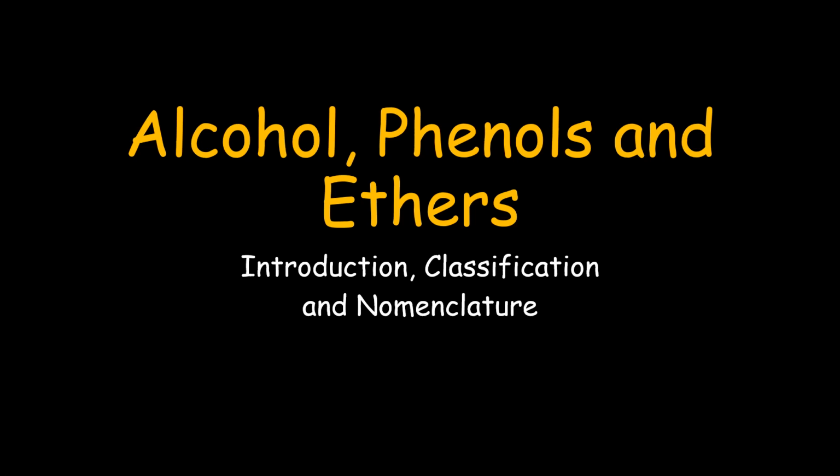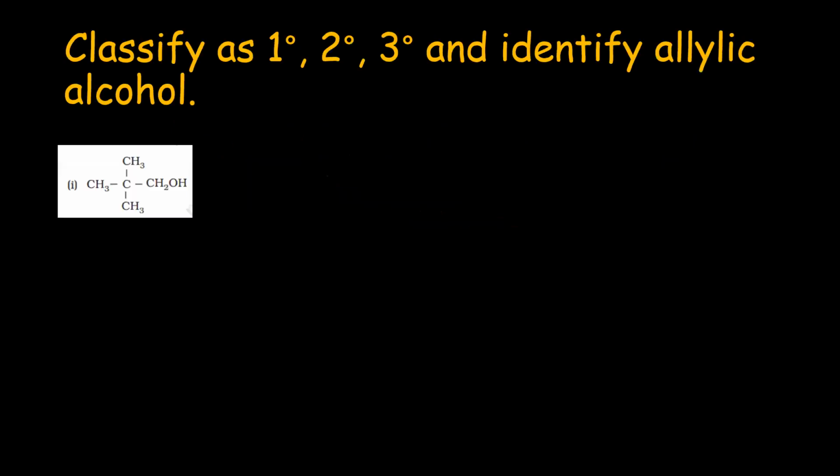Okay, so let us start. Mostly there will be only questions today. I will be explaining things once again regarding nomenclature and stuff, but nothing from the chemical reactions today. Please start writing. Classify the following as 1 degree, 2 degree, 3 degree, and then you have some more questions. You have to identify allylic alcohol.